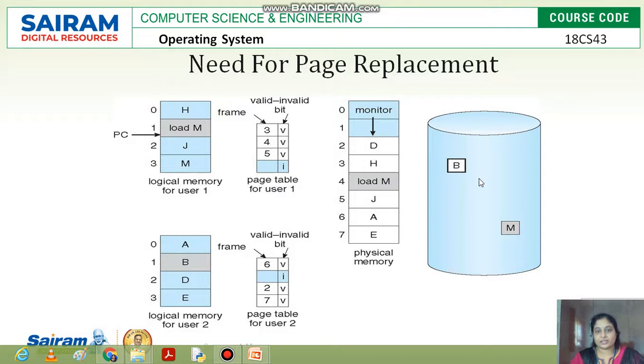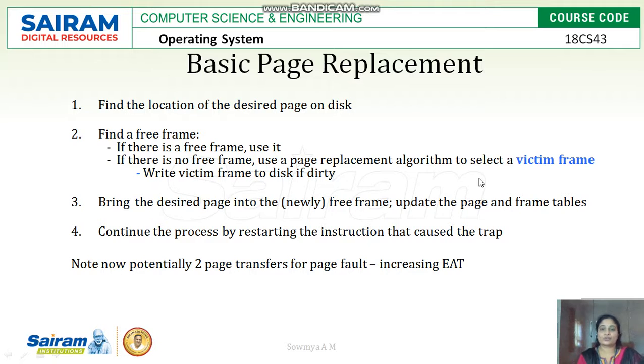So what is the solution for this? The solution is page replacement. The basic concept of page replacement is to find the location of the desired page on the disk. You have to find which page is to be copied from the disk to the main memory. Then find a free frame. If there is a free frame, it is very easy: copy the page from the secondary storage or the disk to the main memory. If not, then use a page replacement algorithm.